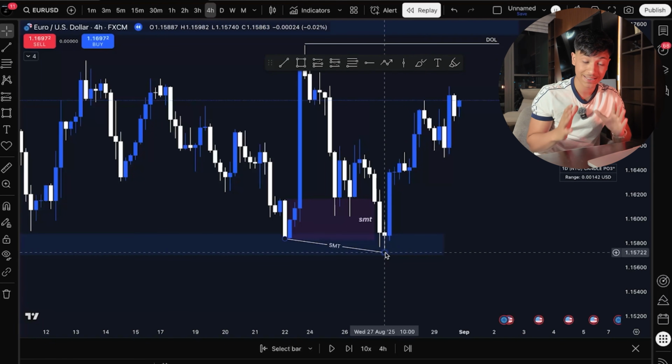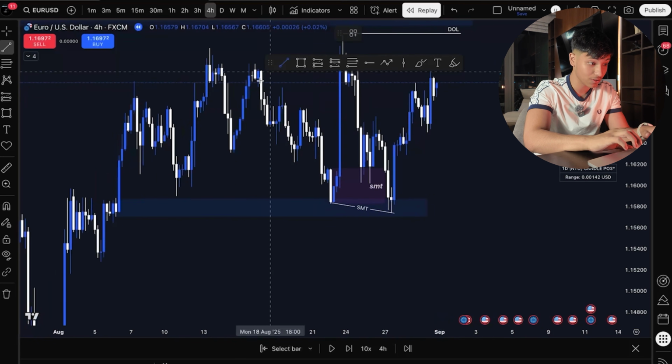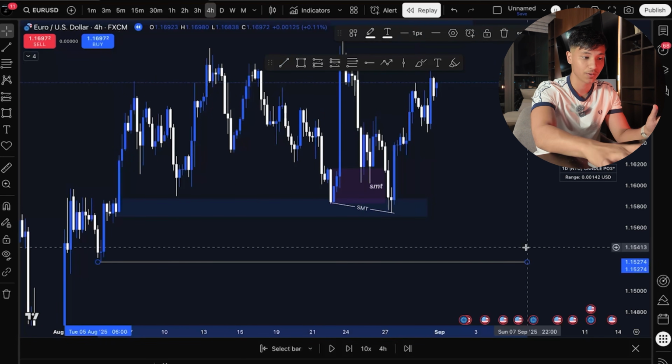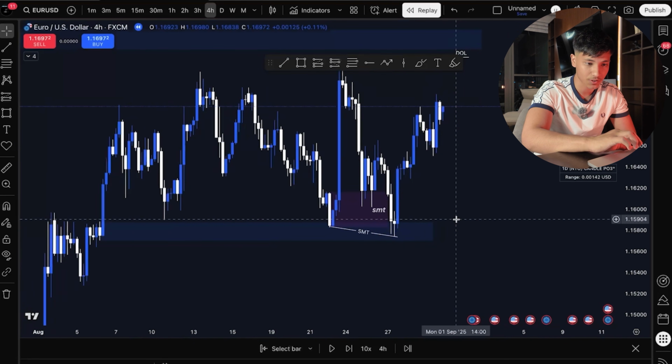The SMT is telling me that one pair has taken this point of liquidity, the other pair does not have to do it. It's really good when it comes to predicting reversals, because for all I know, EURUSD can go ahead and take out this low and then go in reverse. So the SMT divergence here is telling me that the market doesn't have to go any lower.